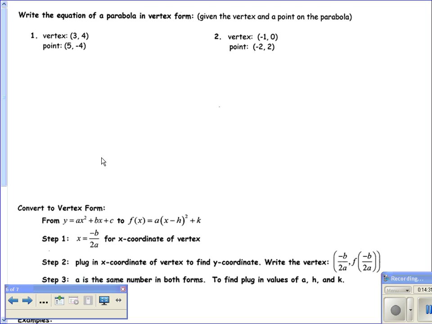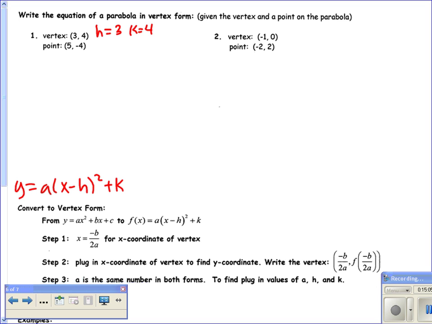So now let's do the next point. It says, write the equation of a parabola in vertex form, given the vertex and a point. Now we're going backwards. So for this, you have to remember what your equation is. And your equation, I'm just going to write down here, is y equals a times x minus h squared plus k. So remember, your vertex is your h and your k. So that means that my h value is 3 and my k value is 4. So that's what I'm going to plug in for h and k.